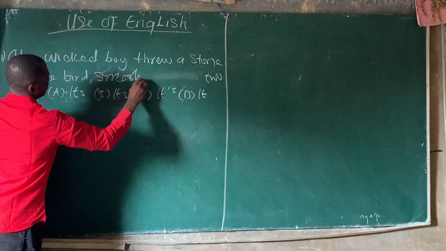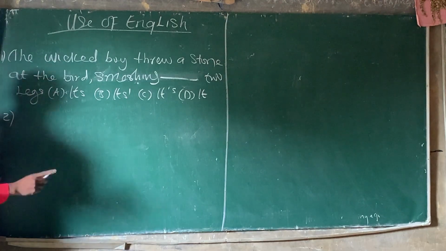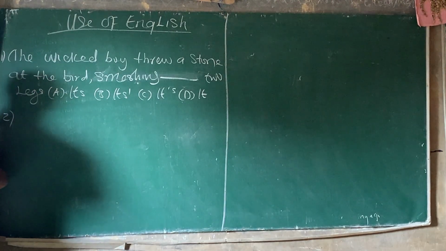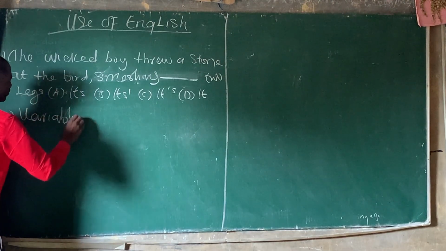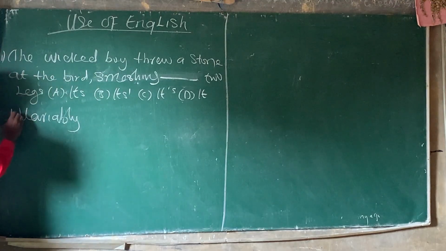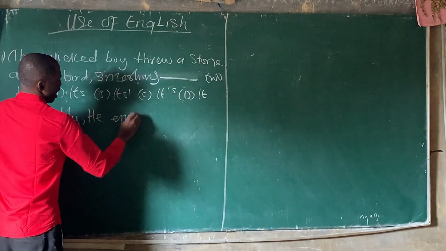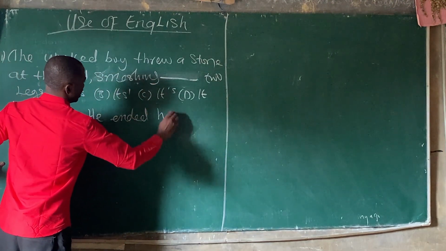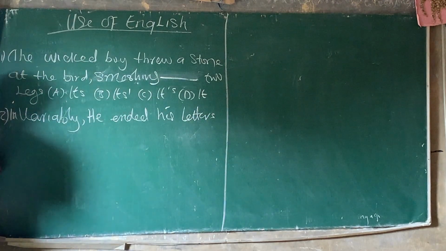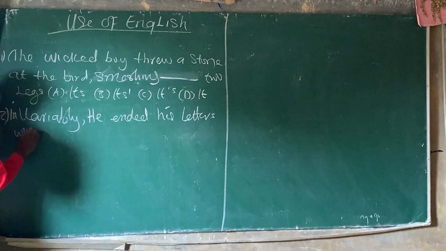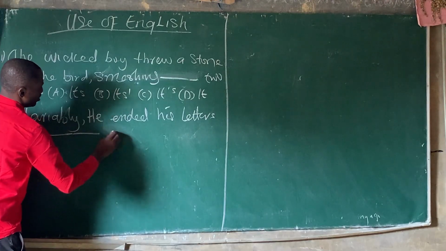Smashing, sorry for that. Smashing dash 2 legs. Correct. Thank you for that. The other one we have: variably or invariably. Invariably, he ended his letters. Invariably, he ended his letters, okay, with dash amicably.